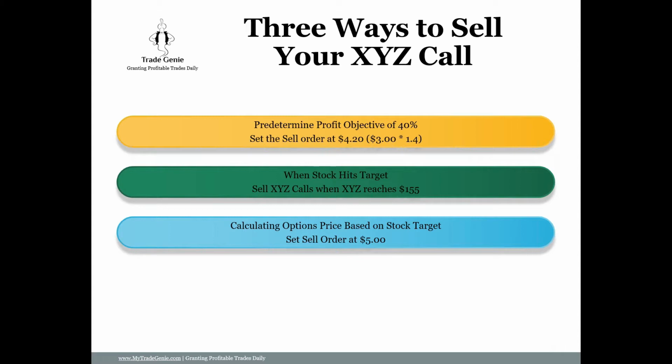So you set the $5, and then what happened? Maybe it doesn't reach 5. Maybe the target didn't hit 155, or maybe it hit 155 and you just sat there, and then the stock comes down to 154.50, then 154 and 153, and then goes back to 150 and 145, etc.